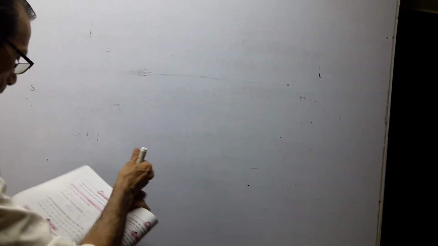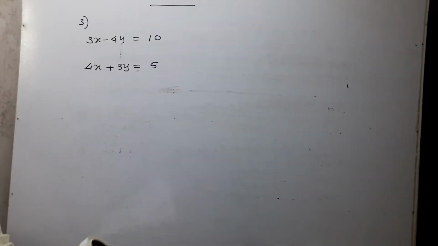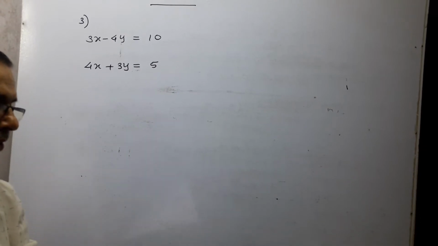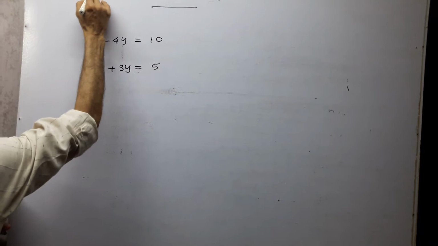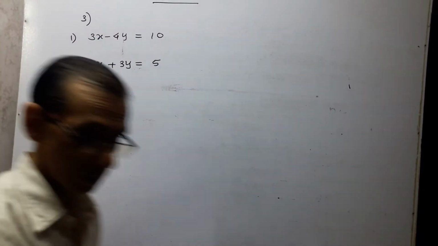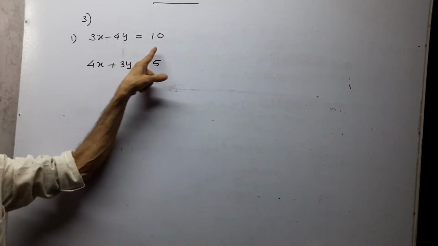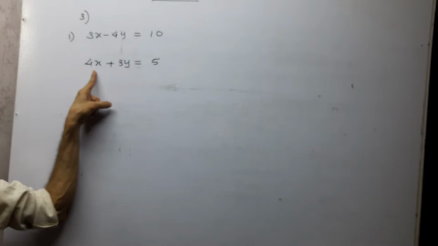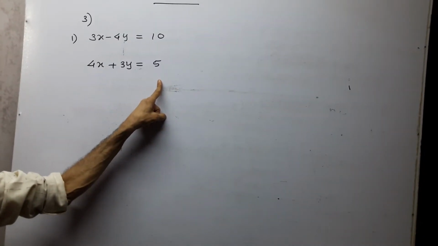Let us take Cramer's rule. Page 16, problem set 1.3, from third. Let us take the first sum. The sum is 3x minus 4y equals 10 and 4x plus 3y equals 5. We are going to solve this by Cramer's rule.